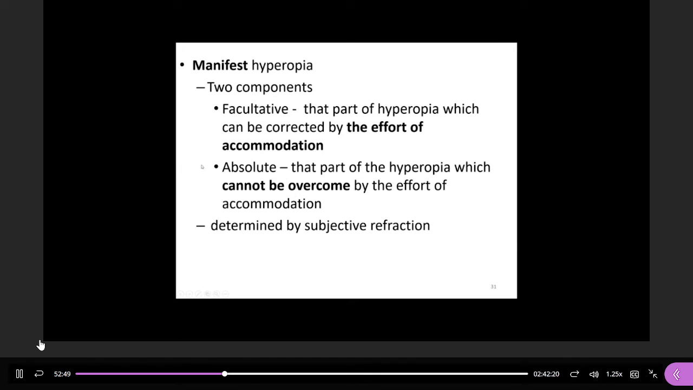Another one is called absolute. Absolute means this part of the hyperopia cannot be overcome by the patient's own ability. This part of the absolute hyperopia actually shows up. Even when the patient uses their own power to make an accommodation adjustment, this hyperopia is still there. It's not adjustable. If it is adjustable, we call that facultative. This is determined by subjective refraction. Subjective means the optometrist tests different lenses and asks the patient whether they can see clearly or not, so this examination needs collaboration from your patients.